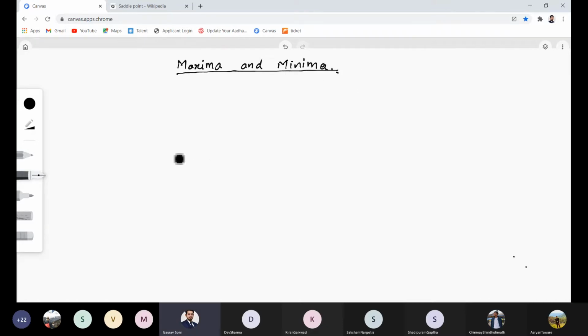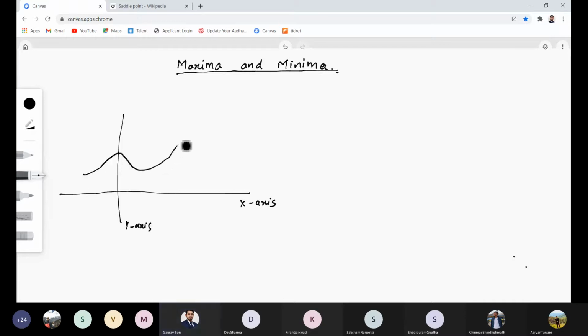So we'll talk about a graph first of all. I have the x-axis, I have the y-axis, and I've graphed a function in this manner. Like this. So now my question is, I have this point A and this point B, this point C, and this is D.